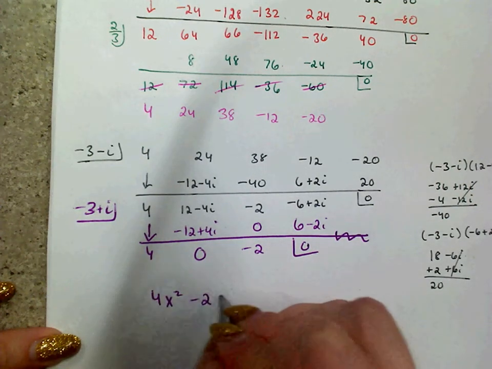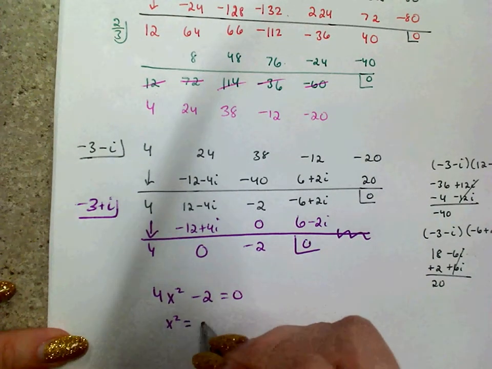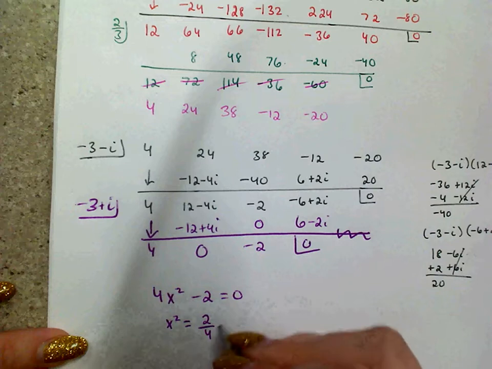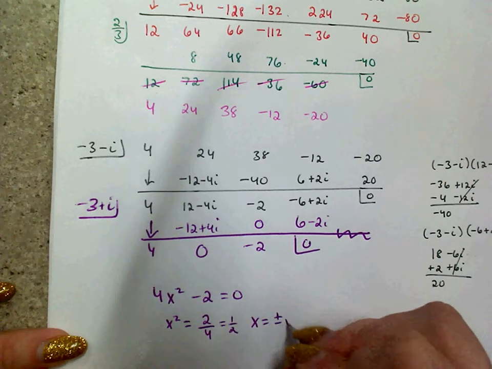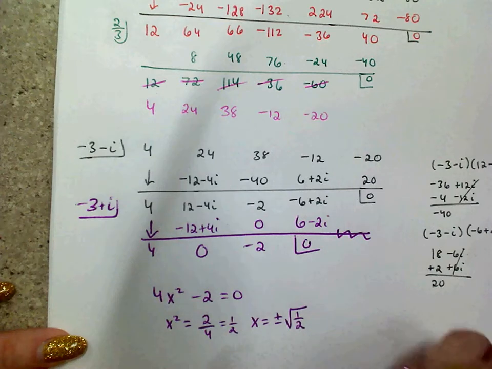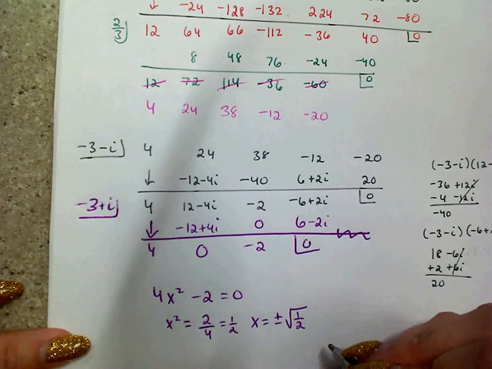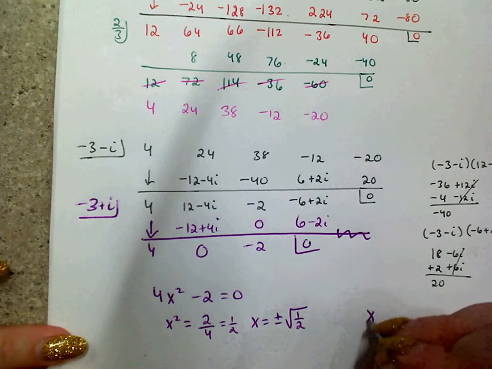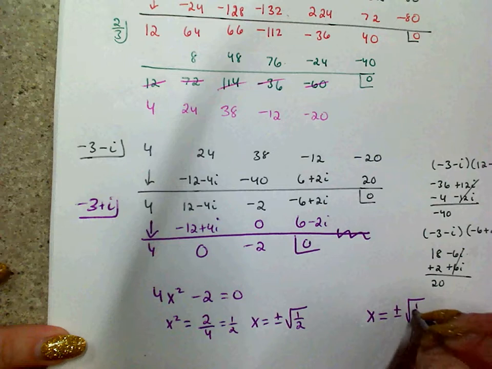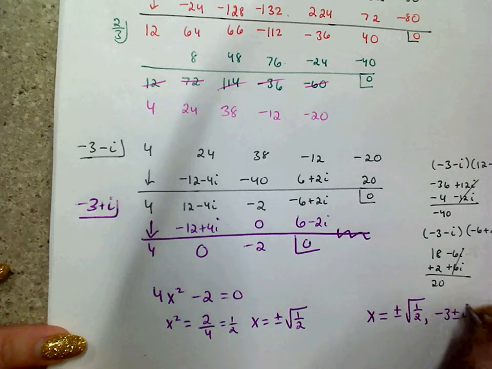And then we can solve. So x squared equals, add the 2, divide by 4, that's 1/2. Take the square root, x equals plus or minus the square root of 1/2, which you could split up and say the square root of 1 divided by the square root of 2, which is 1 over the square root of 2, rationalize, square root of 2 over 2, but that's fine. So final answer, x equals plus or minus the square root of 1/2, negative 3 plus or minus i, and negative 3 and 2/3.